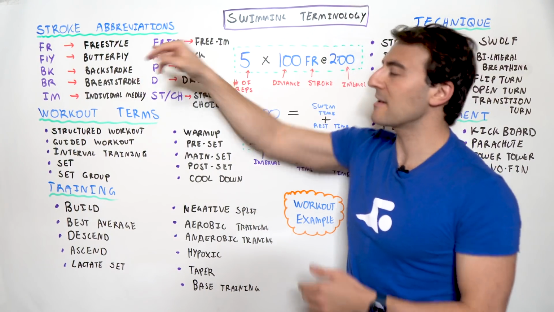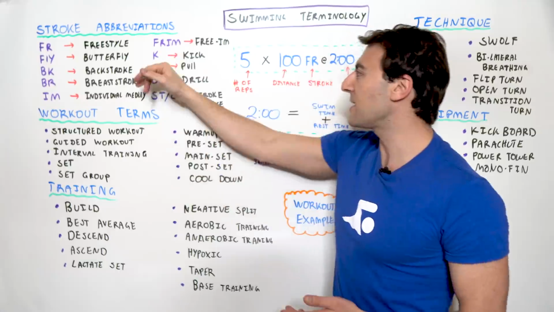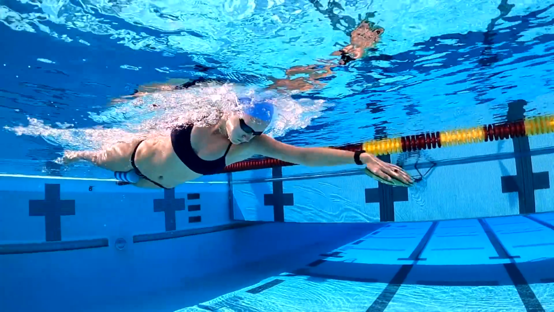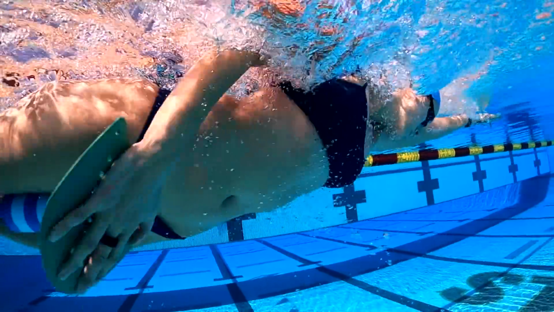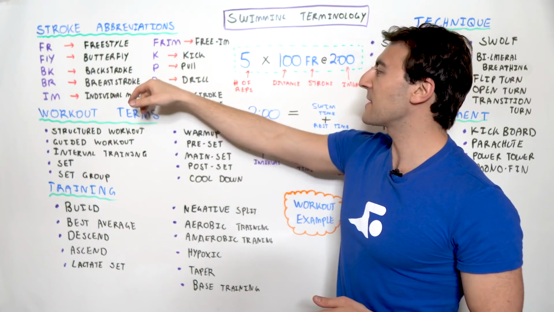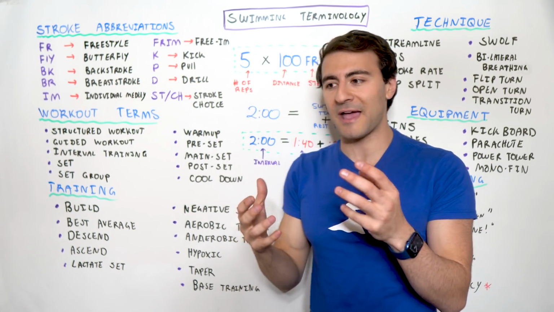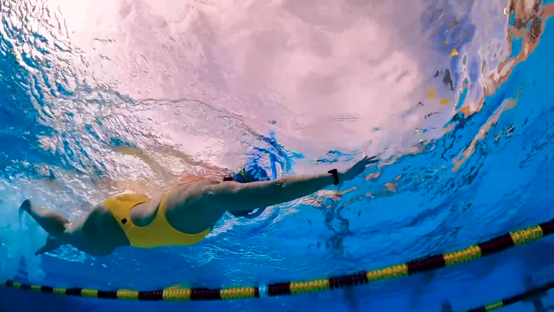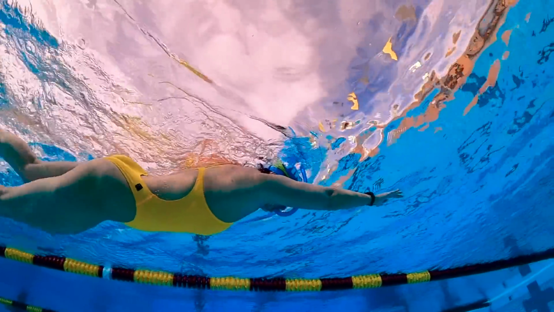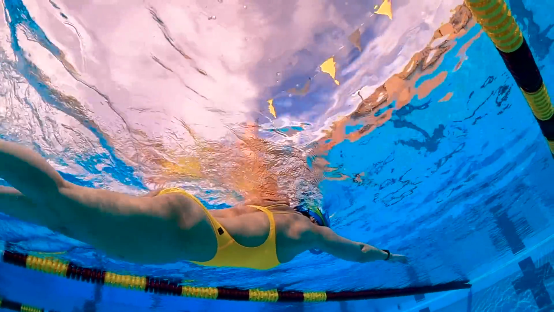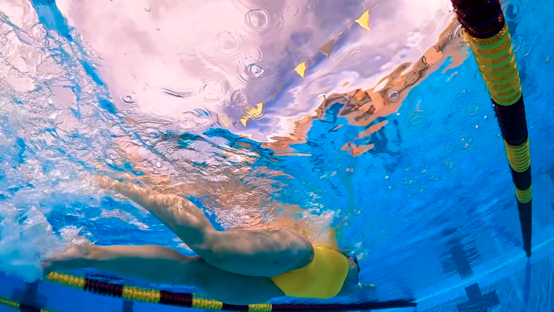Then we have K, which is short for kick. P, which is short for pull. That means you're shutting off your legs or you're using some equipment. We'll talk about that later. Then you have something for D. D could be short for drill, and drill is simply a focused segment of swimming. So if you do a 25 drill or a 50 drill, you're focusing on one specific thing with your technique. You may or may not use equipment for that.